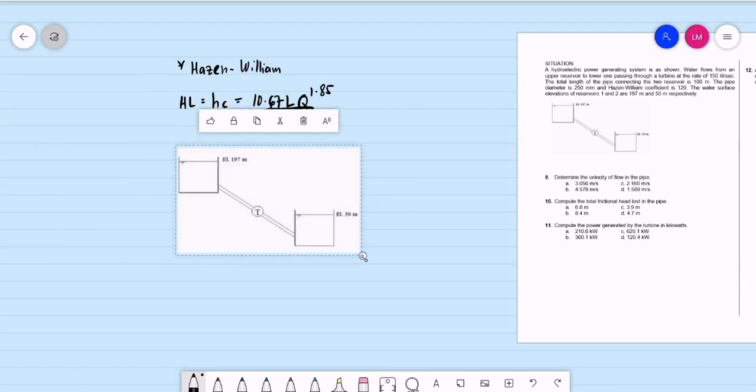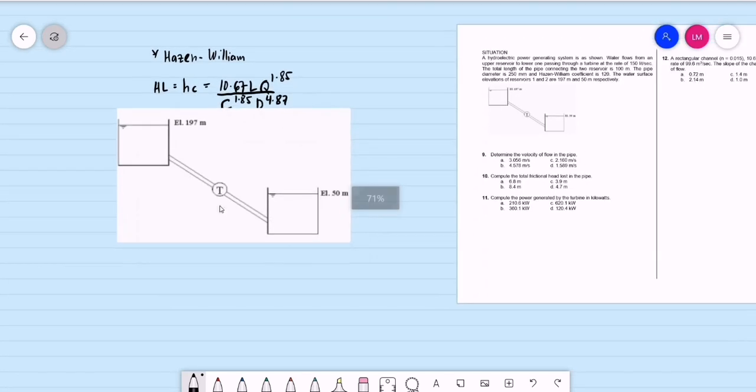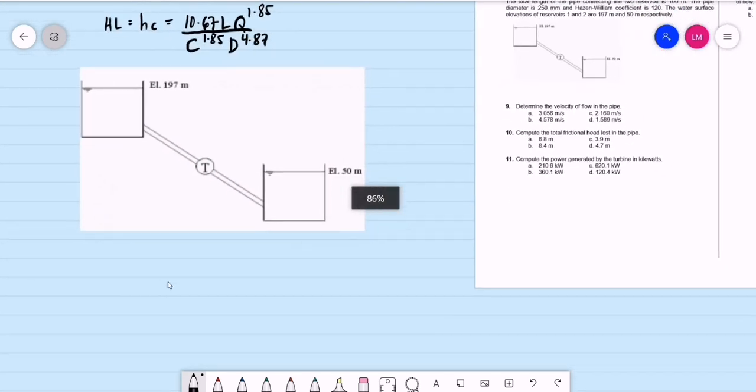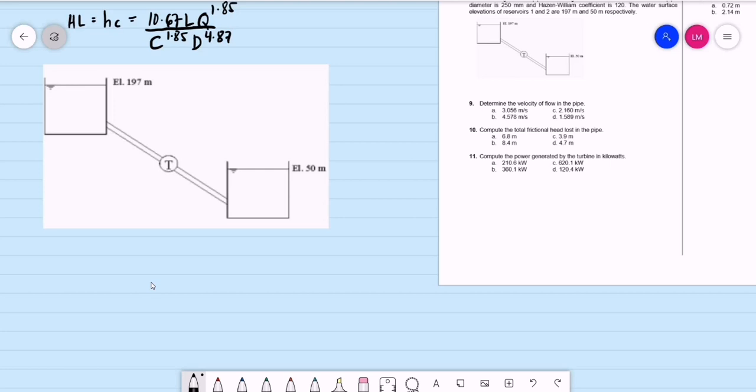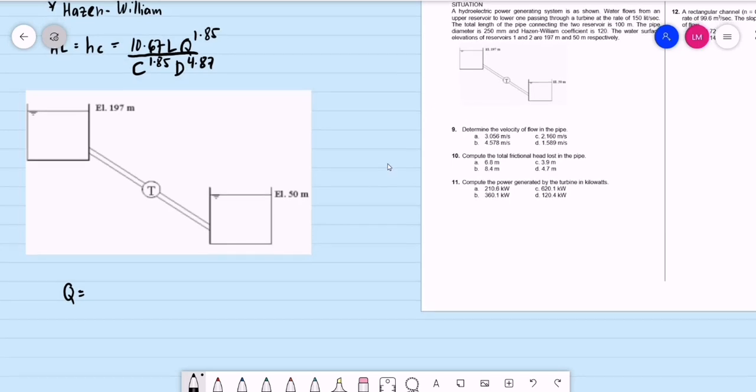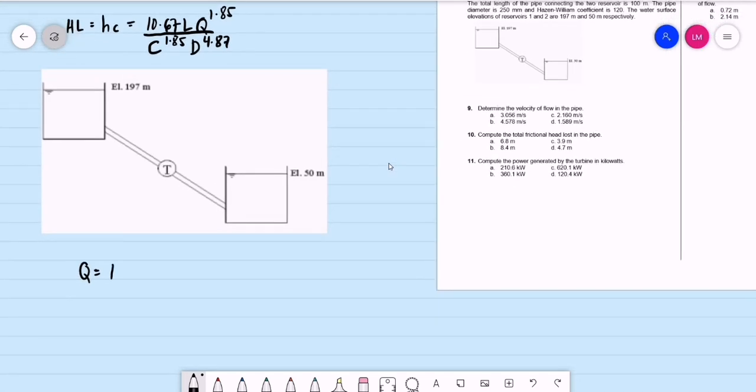So let's say we're using a bigger one. We have two reservoirs. The elevation of the higher reservoir is 197 meters, and the elevation of the lower one is 50 meters. We have the given discharge, the rate of flow, equal to 150 liters per second. We are to convert this to cubic meters, multiplied by 1 cubic meter per 1,000 liters. This is the same as 0.15 cubic meter per second.